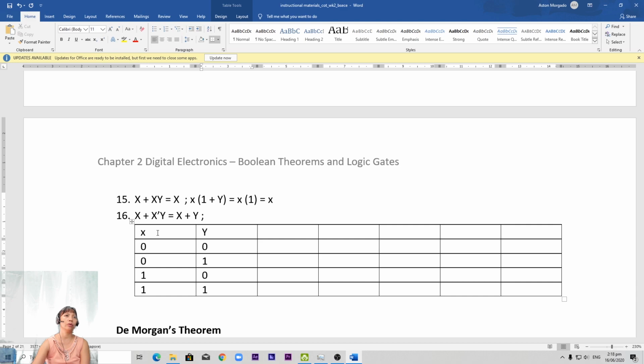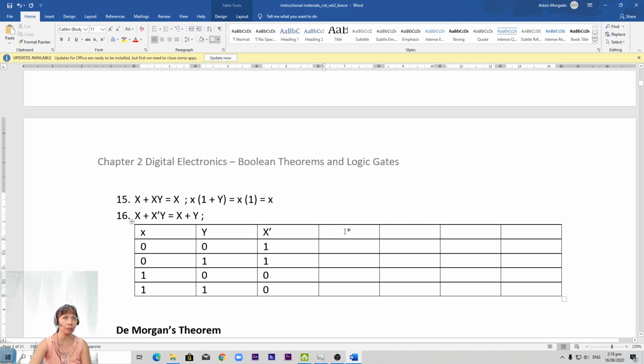Okay, so if you have two variables, x and y, we have 4 possible combinations: 0 0, 0 1, 1 0, and 1 1. Okay, so what is x prime here? x prime is the inverse of x. So if x is 0, we have 1. x is 0 again, so we have 1 again for x prime. And next, if x is 1, then x prime is 0. Then if x is 1 again, x prime is 0. So that is for x prime.